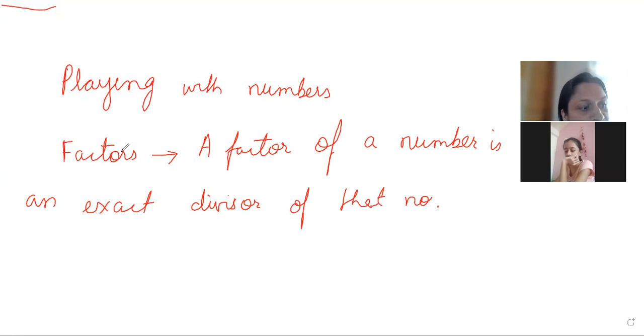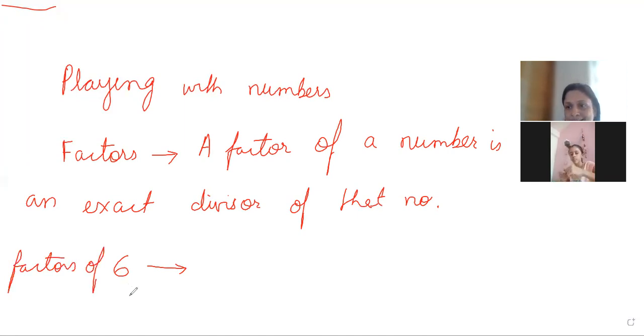So if I'm talking about a number, then what is its factor? Let's say if I'm talking about 6. So what are the factors of 6? Factors of 6 which exactly divide 6. Like if I say 1, 1 can divide 6. If I say 2, 2 can also divide 6. If I say 3, yes, 3 can divide 6. If I say 6, so I will say yes, 6 can divide 6. So whatever number can exactly divide the number, we call it a factor.